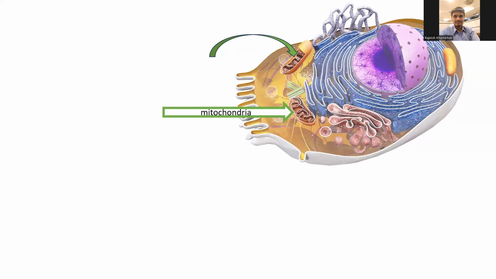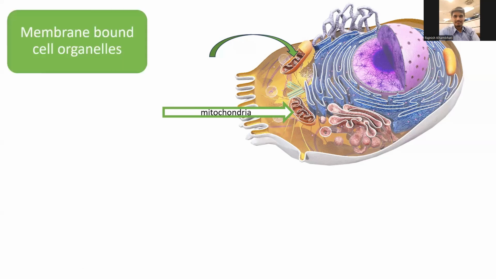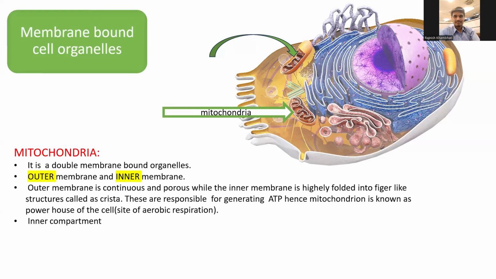Next is mitochondria. You can see in this picture, mitochondria is present. You can see the arrow. This is the mitochondria. You can see the mitochondria is having two membranes, one is outer membrane and another is inner membrane. So the mitochondria is a double membrane bound organelle. It has two membranes, outer membrane and inner membrane.